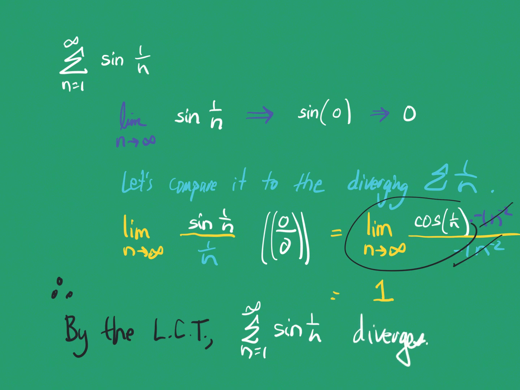Now what's absolutely required as you do this work is mentioning who you're comparing it to, and it should be a known series, so we know that it diverges. Doing the limit expression correctly, and then in your conclusion, naming the theorem that you're using, the limit comparison test. Our conclusion is that our series diverges.